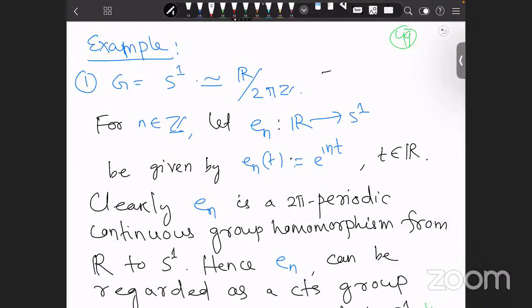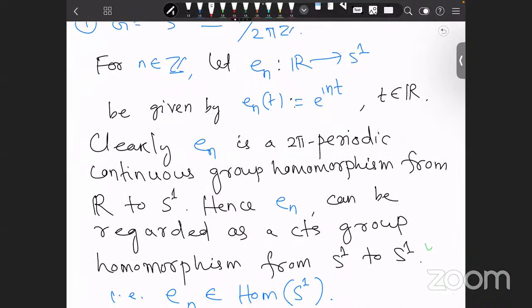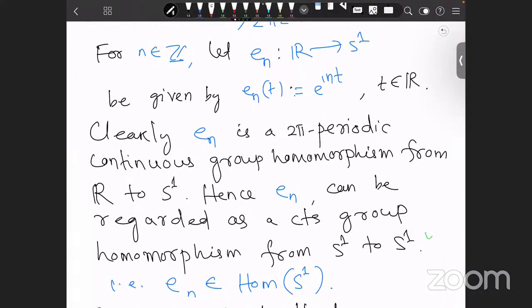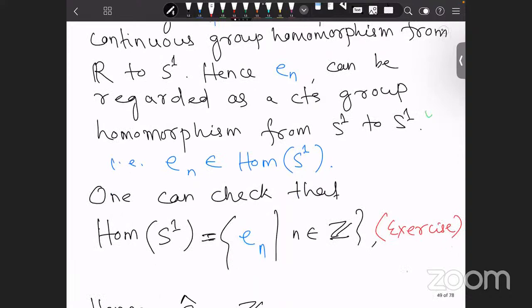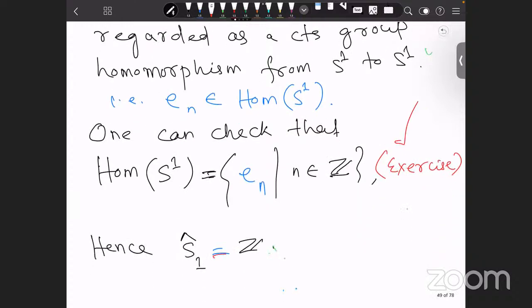Now an example. Take G equal to S1, which is nothing but R mod 2 pi Z. For n belonging to Z, let En from R to S1 be given by En(t) equal to e to the power int. Clearly, we have seen that also in the beginning, En is a 2 pi periodic continuous group homomorphism from R to S1. Since En is 2 pi periodic, En can be regarded as a continuous group homomorphism from S1 to S1. So En is an element of Hom(S1, S1) as well. Conversely, one can show that any element of Hom(S1, S1) is of this form En. So Hom(S1, S1) is the collection of all En, n belonging to Z, and this is an exercise. So these are parameterized by the integers, so S1 hat can be parameterized by Z.